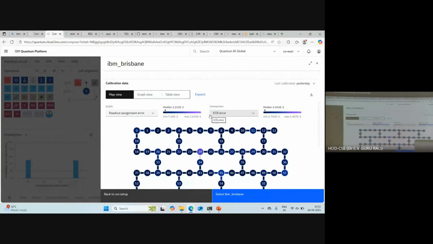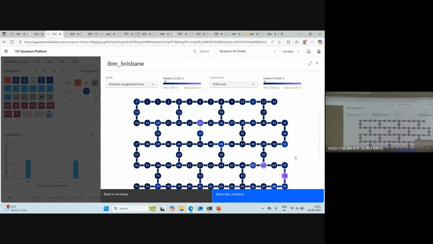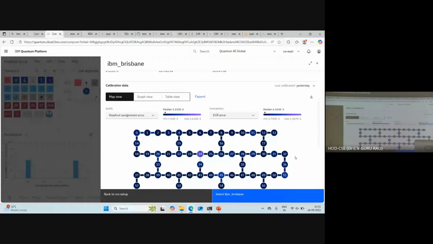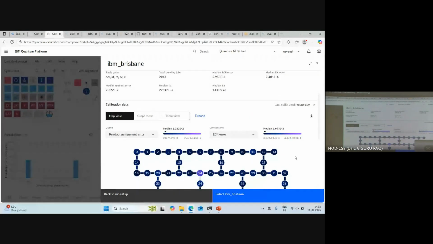And of course, this color. So some of the colors are dark blue, some are red, light blue. This shows the errors, how much error that particular qubit contains. Okay. So it also shows over here how it is going. So this we have to see before using any particular hardware.